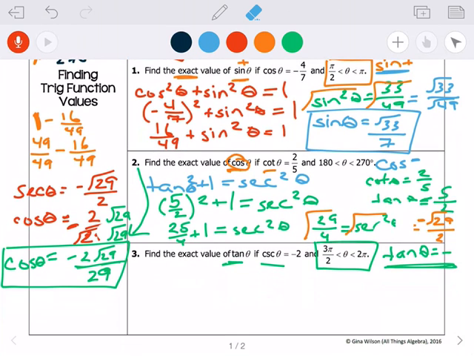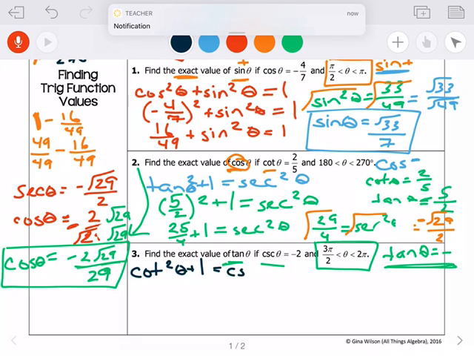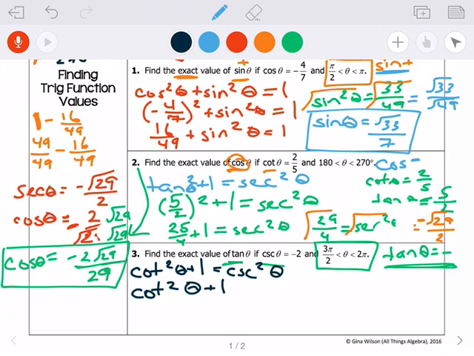Alright, so we're going to use that last identity that said cotangent squared of theta plus 1 equals cosecant squared theta. We're given that cosecant is -2. So we're going to say cotangent squared of theta plus 1 equals -2 squared. So if I take -2 and I square it, I would get 4. So I know cotangent squared of theta plus 1 equals 4. I can isolate cotangent by subtracting 1 from both sides. I'll get cotangent squared of theta equals 3.